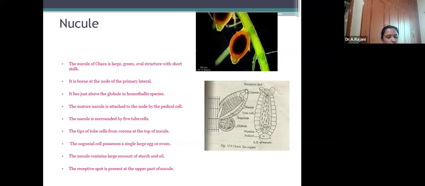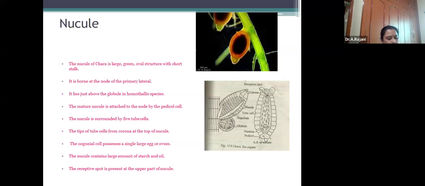The oogonium develops from the nodal cell which lies on the adaxial side of the leaf. The oogonial initial, by 2 transverse divisions, produces a row of 3 cells. The lowermost cell acts as the stalk cell, the middle cell functions as the nodal cell, and the uppermost cell develops into the oogonium. The stalk cell, without any further division, forms the pedicel.